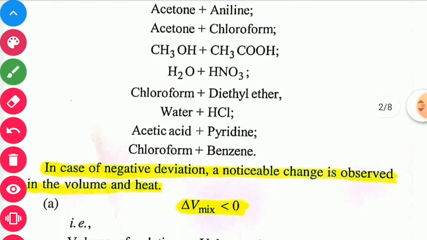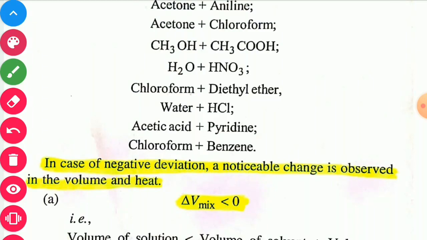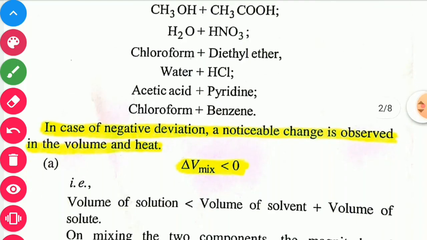In the case of negative deviation, a noticeable change is observed in the volume as well as in the enthalpy, that is heat. So the first point is that the change in volume on mixing is found to be less than 0.